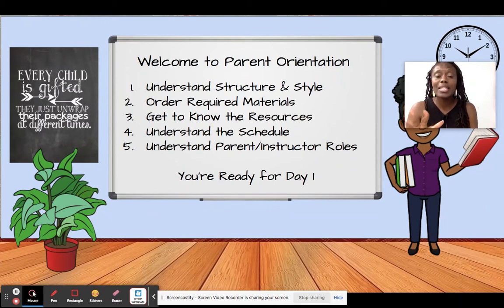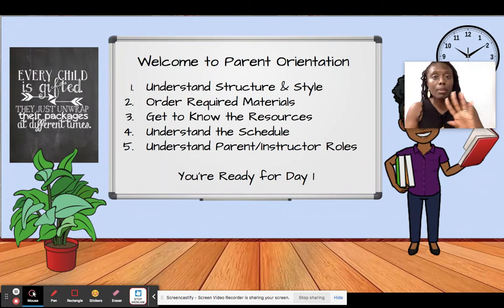So the 5 things that will help you and your student to be prepared for day one: if you as a parent understand structure and style, I'll go over that today. If you have already ordered your required materials, most of us have done that already, but just in case, I will go over that as well. If you get to know your resources as a parent, that will help for you and your student to be better prepared on day one.